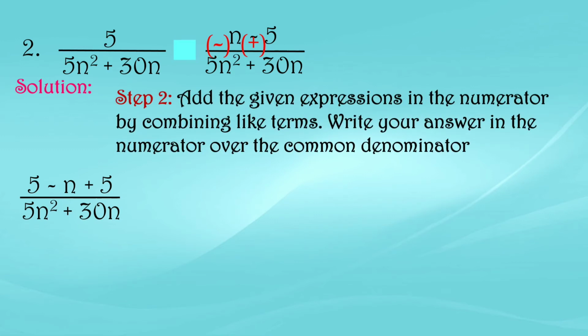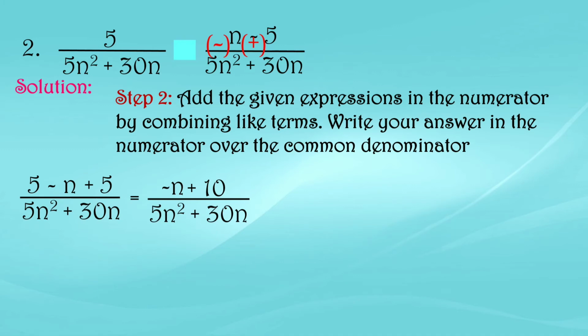Next, add the given expressions in the numerator by combining like terms. So, write your answer in the numerator over the common denominator. So, yung n, wala naman siyang same na term, kaya isulat na natin siya. So, negative n. And then, 5 and 5, like terms, like signs, so add. So, 5 plus 5, we have 10. And then, copy the denominator.